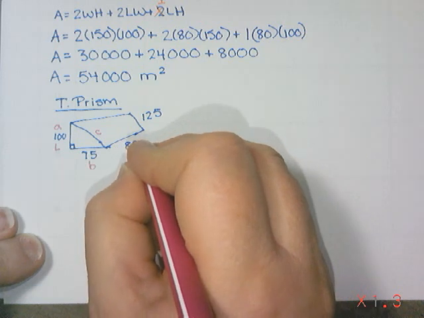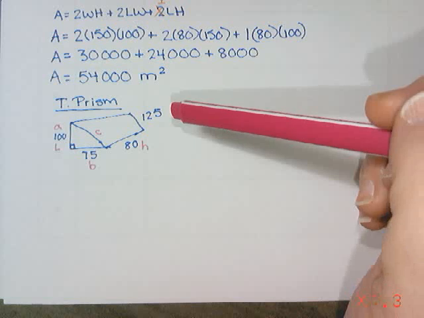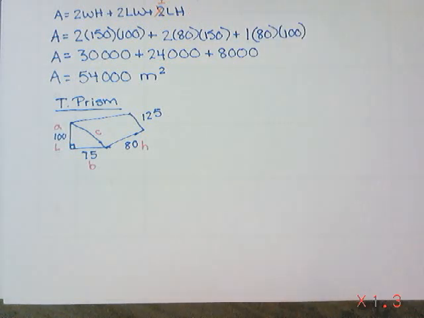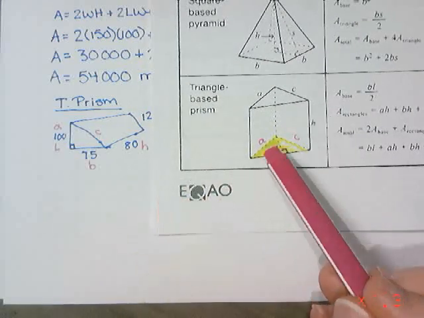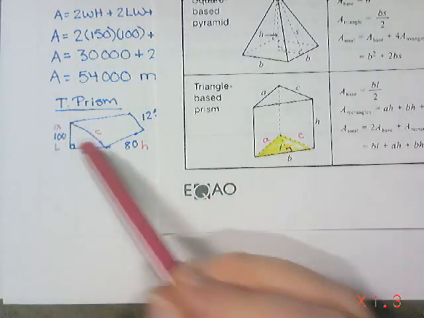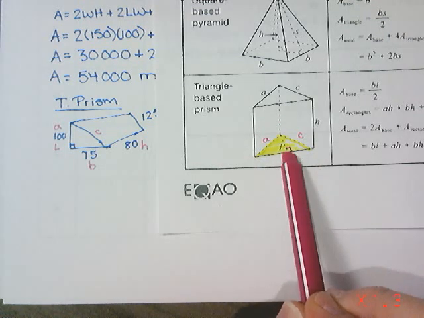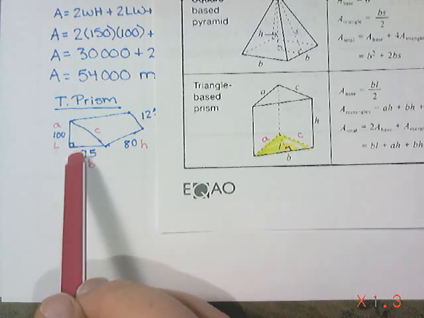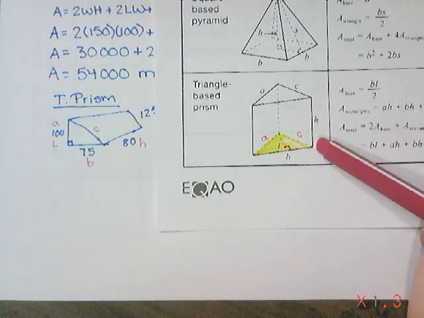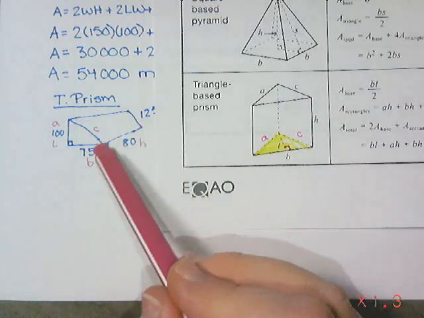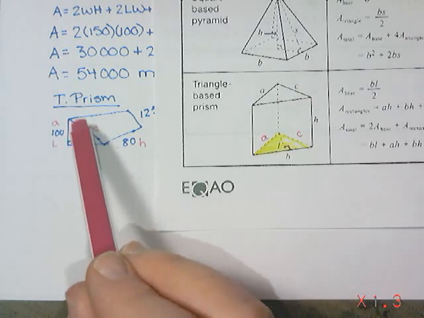B, and H. So if you didn't watch the previous one, when I'm looking at the formula sheet for the triangle-based prism, you want to focus on finding the triangle, right? So the triangle is here, the triangle is here. So the base and what they call the length meet at 90 degrees. So the 75 and the 100 met at 90 degrees. So I did B and L for those. The height is the side that's not part of the triangle. So that's here. And then A and C are the other 2 sides in the triangle.